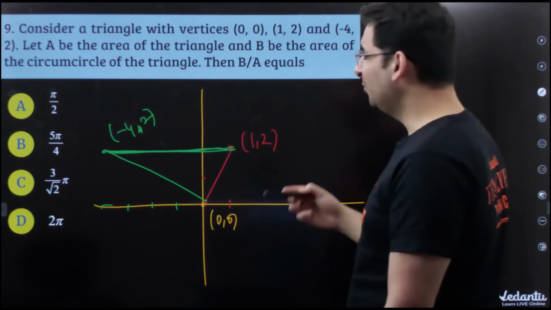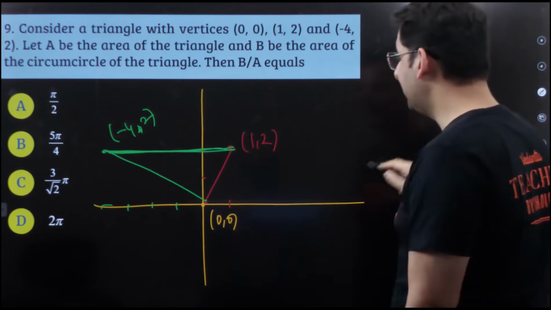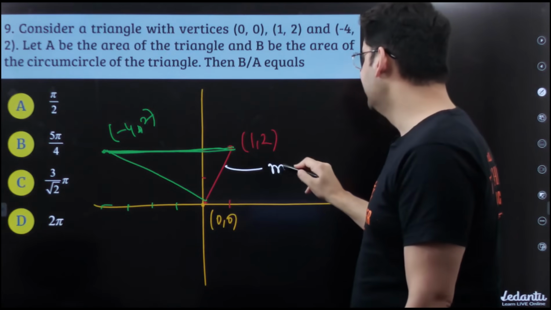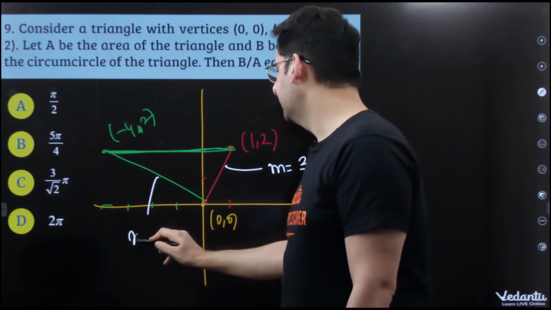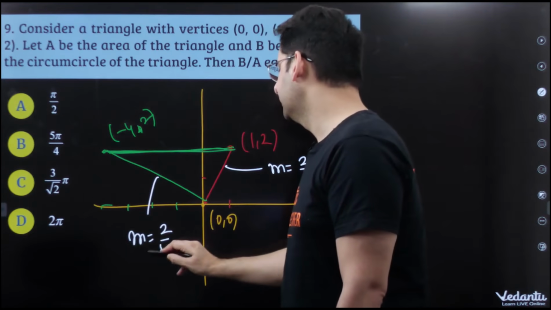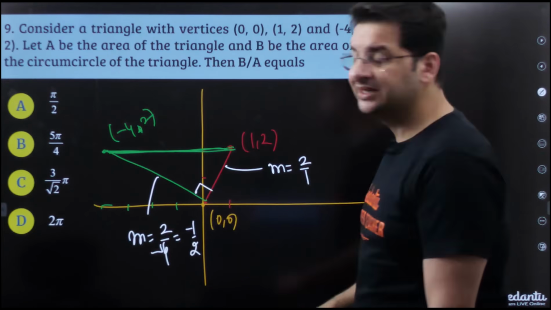जैसे देख रहे हैं, जो दिख रहा है शायद हो सकता है वैसा ही हो. So this seems like a right triangle. So let us look at the slope of this. Slope is 2 upon 1. इसका slope is 2 upon minus 4. That is minus half. So clearly m1 m2 is minus 1 and this is a right angle triangle.